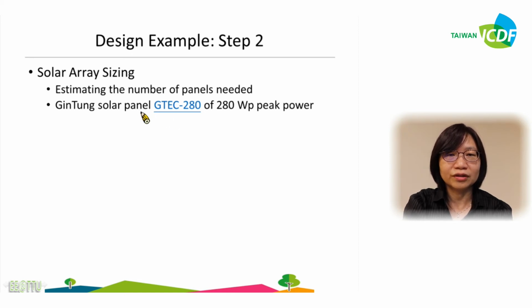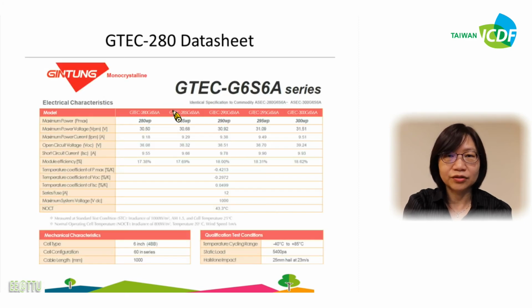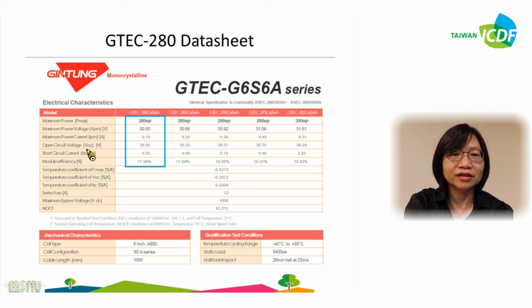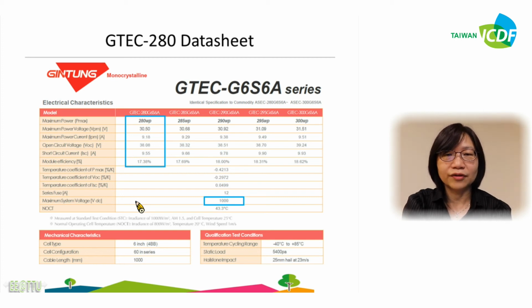So first of all, we need to know what kind of panel you are going to use. So in this example, we use the solar panel manufactured by Jintong, and the module we choose is 280 watt. Okay, so here shows the number, and the other number is we can check out the open circuit voltage. In this case, it is 38.08 volts. And the other information is the maximum system voltage, because a lot of panels will be connected in series, but the data sheet shows you that the maximum voltage cannot exceed 1000 volts.